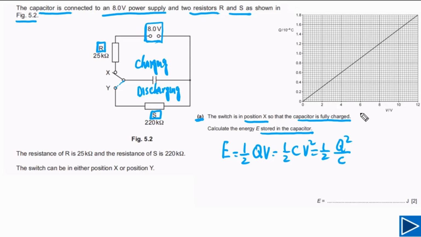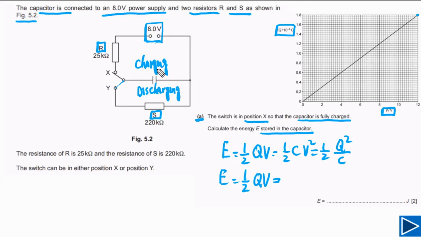But if you look at this graph, in this case we have the value of V and we have the value of Q. So simply we can use E equals 1/2 QV and find the energy stored in the capacitor. Now let's try to understand what value of Q and what value of V we have to use to calculate the energy stored in the capacitor. The first thing we need to understand is the voltage of the battery, which is equal to 8 volts.